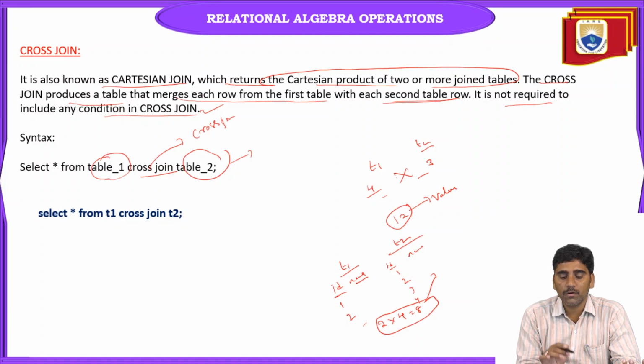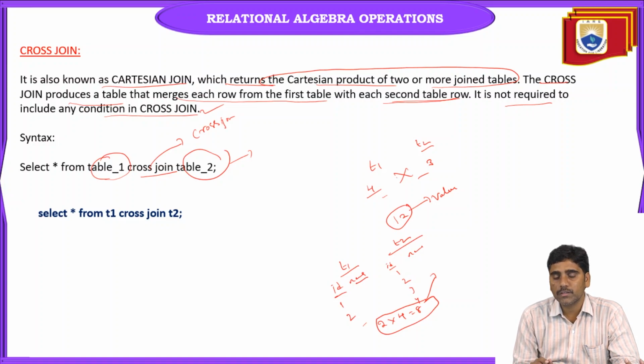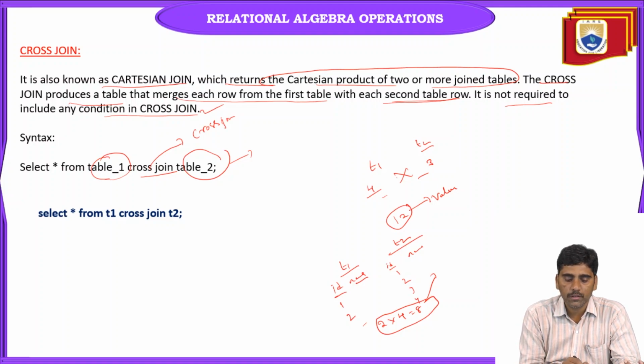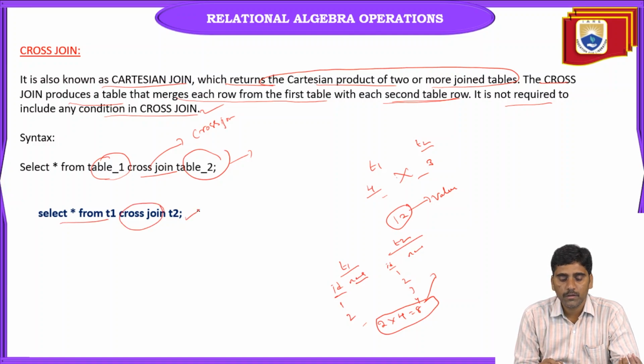So it produces the table that merges each row from the first table with each row from the second table. So here: select star from T1 cross join T2. That indicates all the rows from table 1 and all the rows from table 2 will be merged to produce the result to display. So that is the way of understanding cross join.